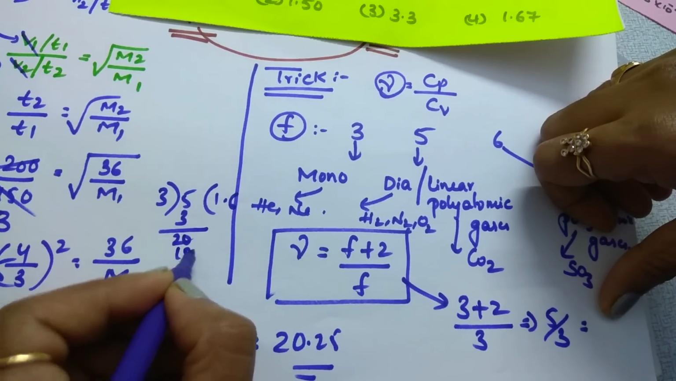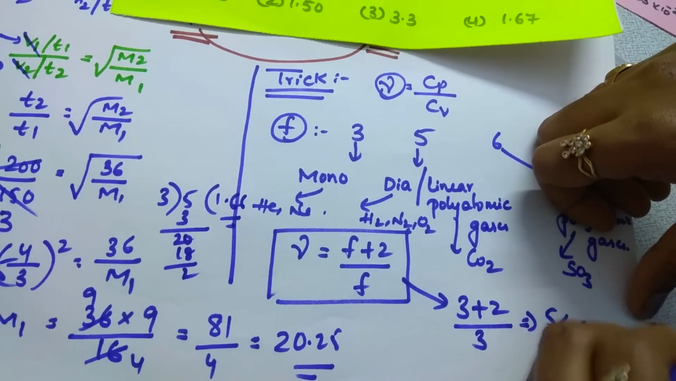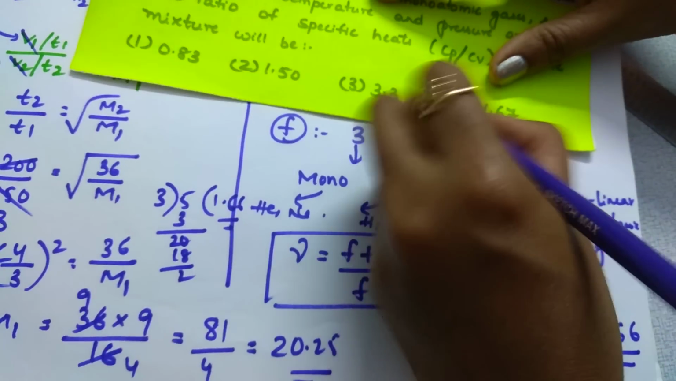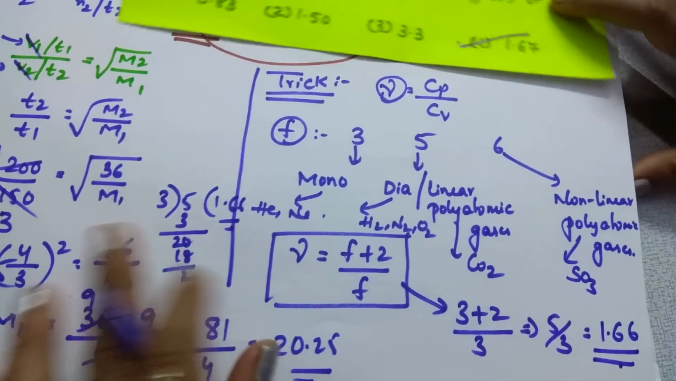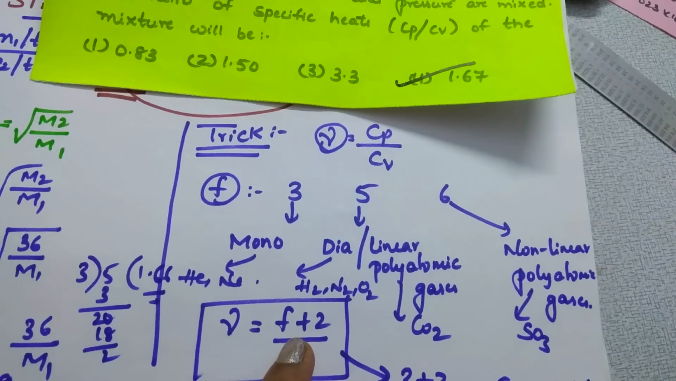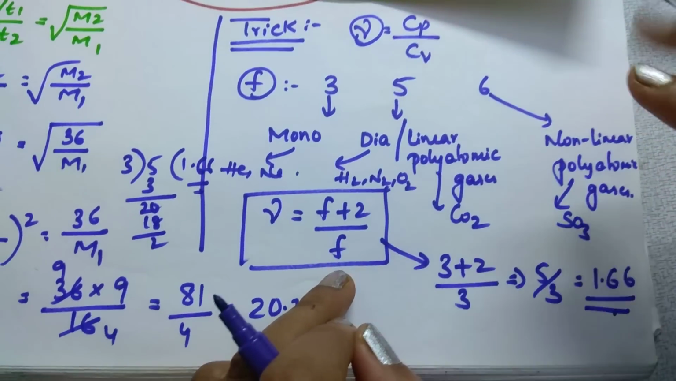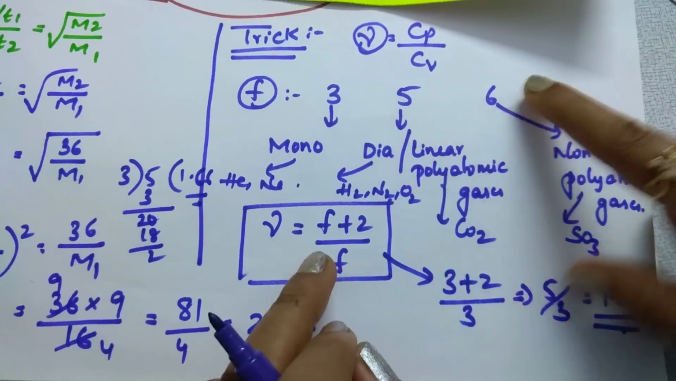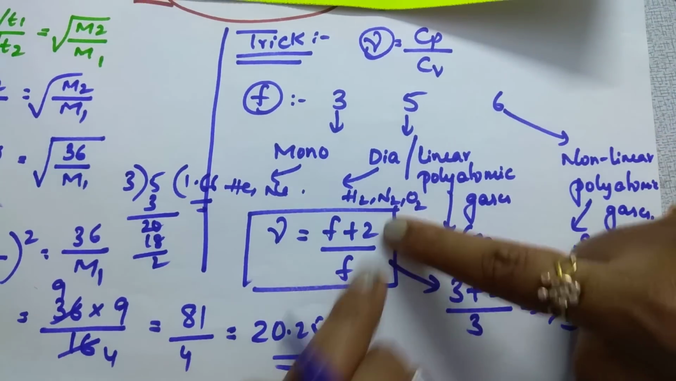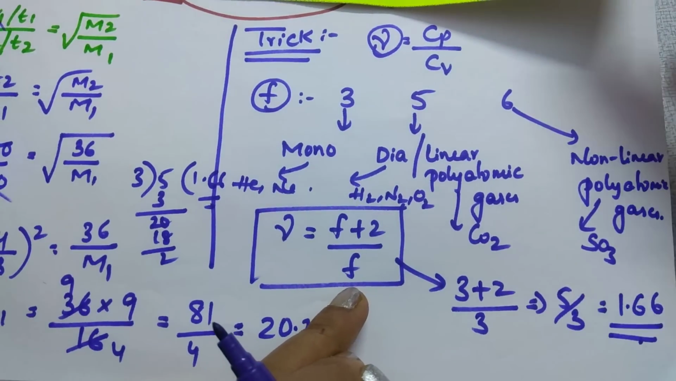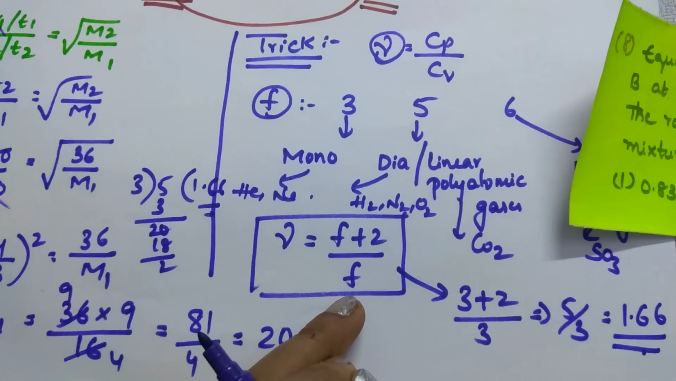6 over 18 2, so 1.66. You will get around 1.66 as your answer here, so around 1.67. And if they are asking for diatomic, how to do it? You have to substitute 5: 5 plus 2 by 5. Solve it, 7 by 5. And again here, 6 plus 2 by 6, 8 by 6 is your answer. Solve that. That's it. Next question.